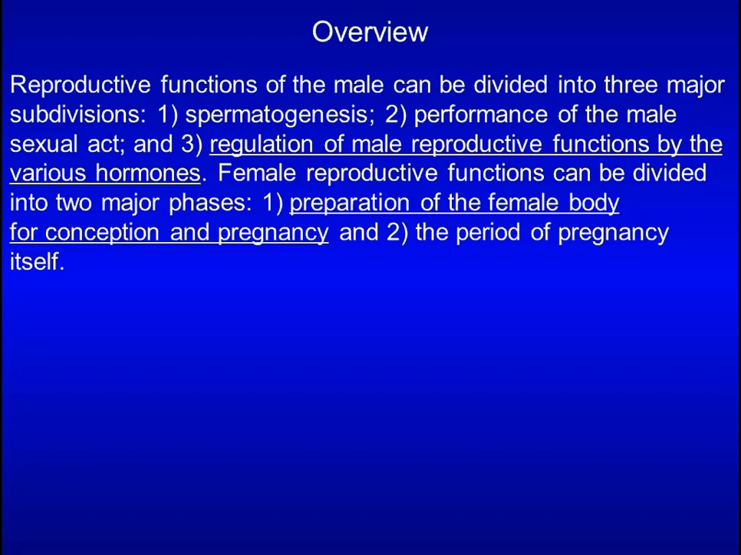Female reproductive functions can be divided into two major phases. First phase is preparation of the female body for conception and pregnancy, and second, the period of pregnancy itself.